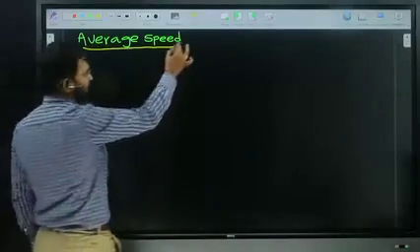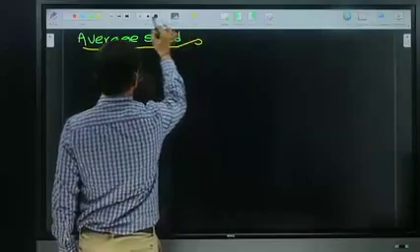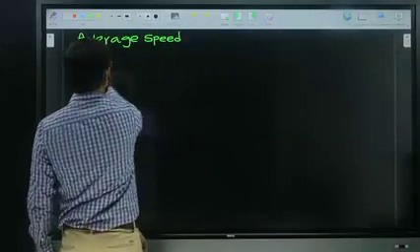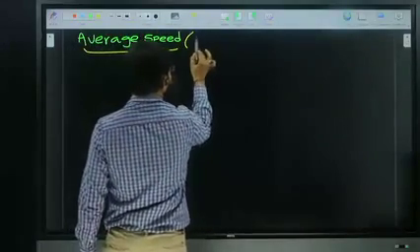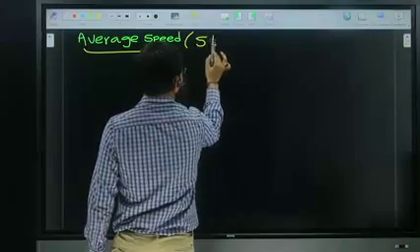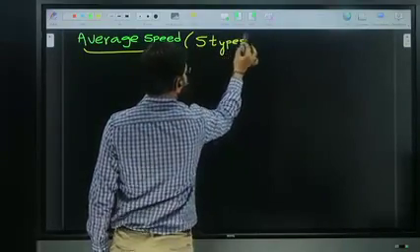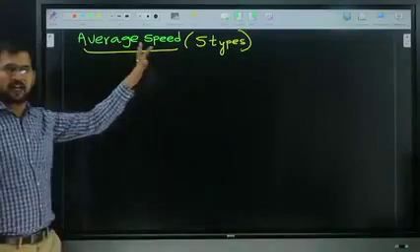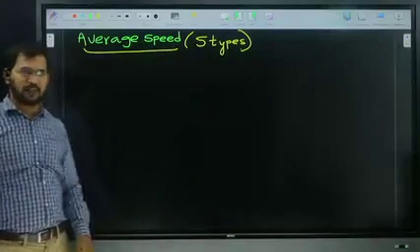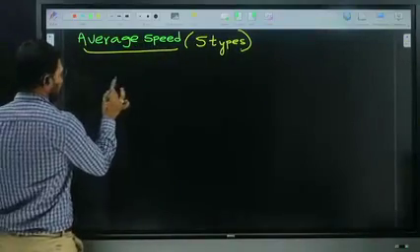Here, a total of 5 types of questions they may ask in the exam. First of all, I will explain the concept, then we go for the examples. So first of all, what is speed?